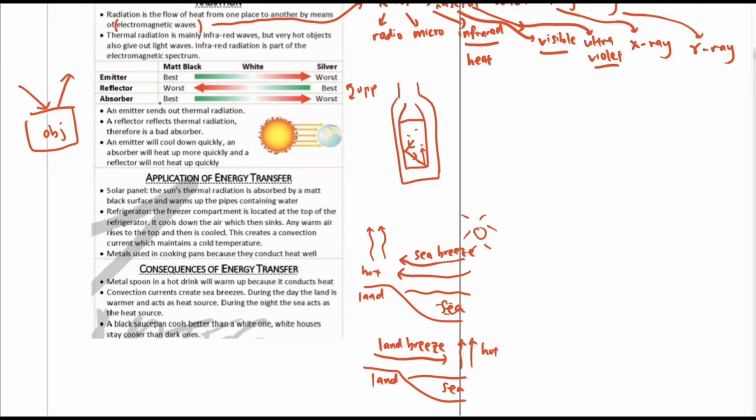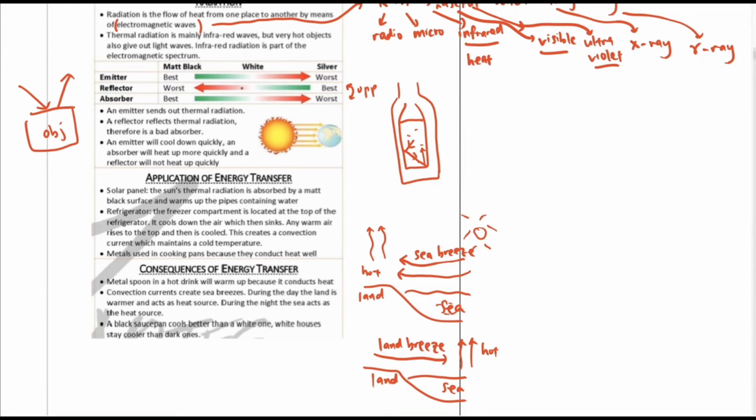Best absorber. So we use this point when you want to heat it up. So if you want to heat it up, the black saucepan can heat it up quickly because it's the best absorber. So it absorbs heat quickly and heats up the food quickly. Then white houses stay cooler than dark ones. So you paint your house white.